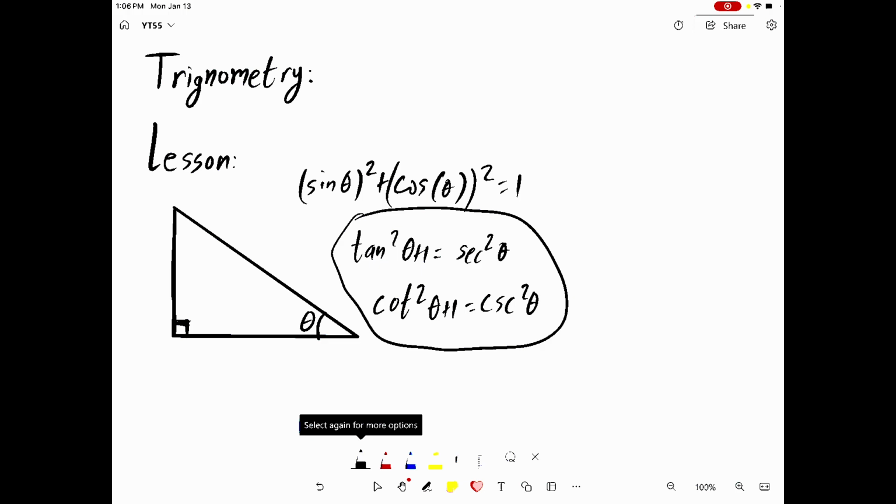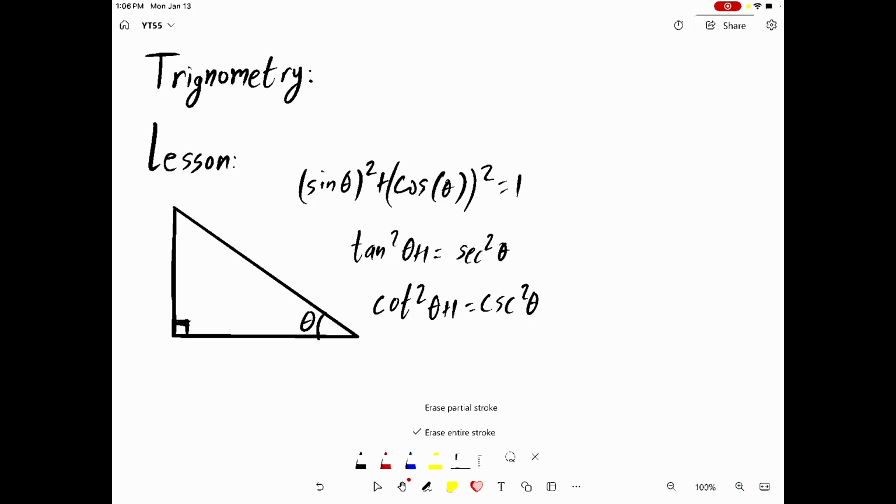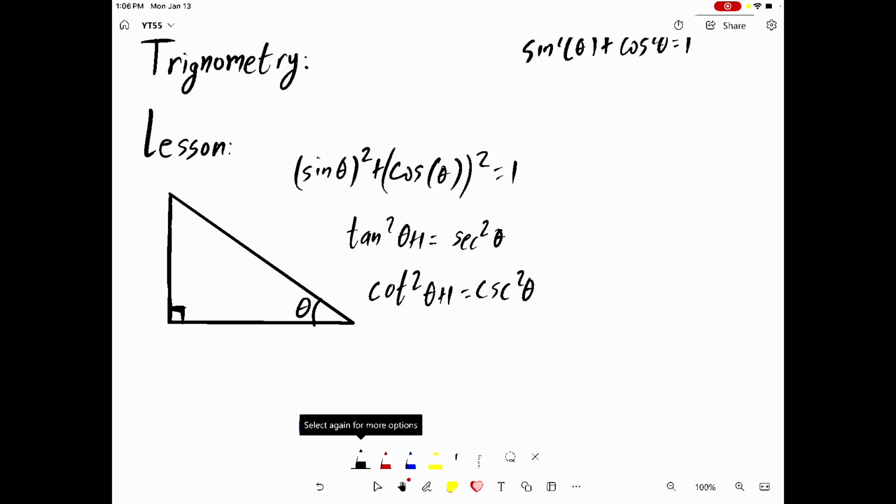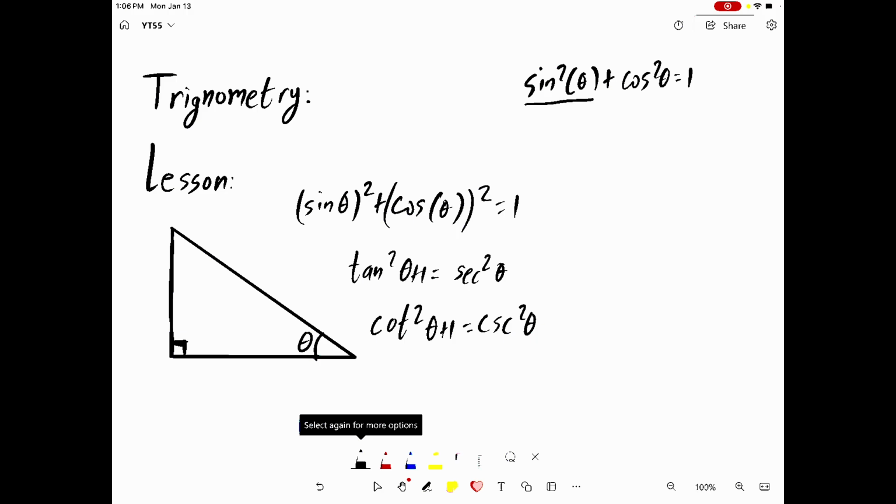Alright, so the proof of the first equation, tan squared theta plus 1 is equal to secant squared theta, is pretty simple. First, you have to take sine squared theta plus cosine squared theta is equal to 1 and divide everything by cosine squared theta.